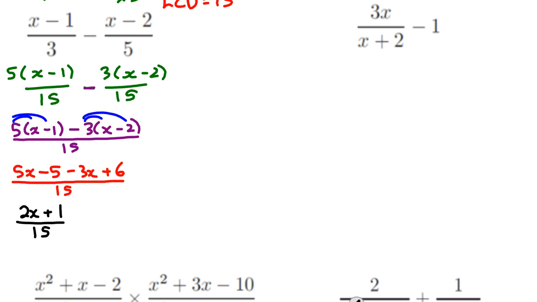Then you need to think, can we simplify this at all? Like, is it possible to factorize the top at all? No, there's no common factor in 2x plus 1, and nothing cancels out the 15. So that's our final answer for that one. So let's give it a little circle there. And the next one, just bear with me.